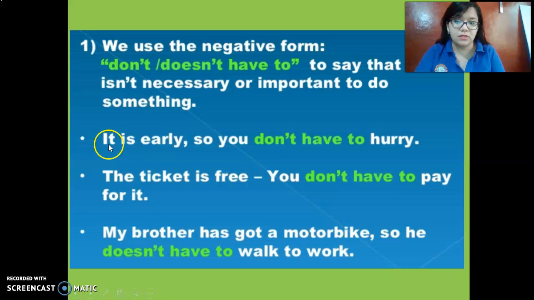Like these examples. It is early, so you don't have to hurry. The ticket is free. You don't have to pay for it. My brother has got a motorbike, so he doesn't have to walk to work.